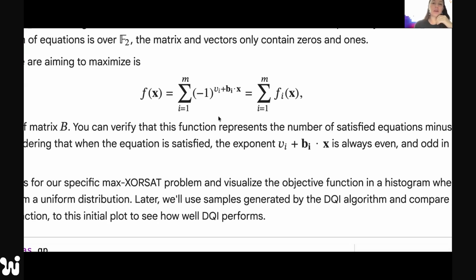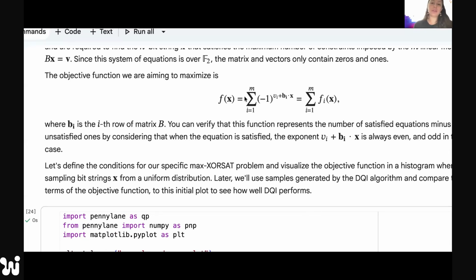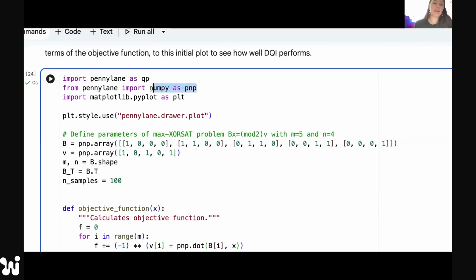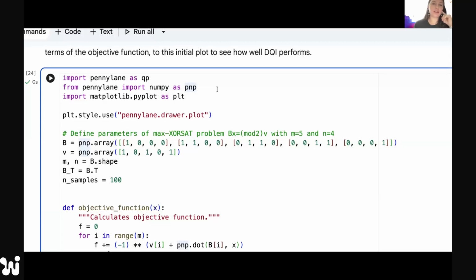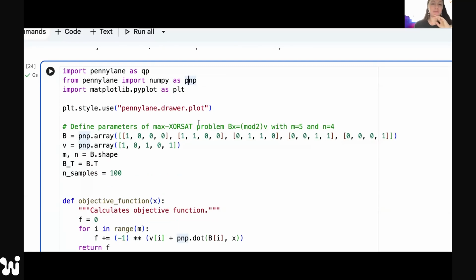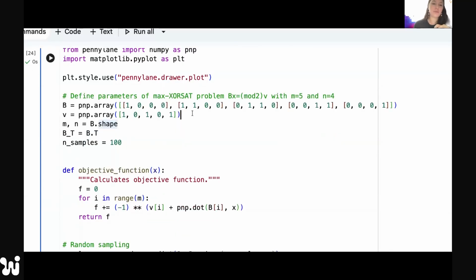So I have this function that I want to maximize, because this is going to maximize the number of constraints that I have. I'm going to use NumPy, importing it from PennyLane. You can import it as PNP or as NP, however you prefer. We can write the matrix B and the vector V as PennyLane NumPy arrays. So here we have the two vectors. I actually didn't check if they're exactly the same, but I think they should be.